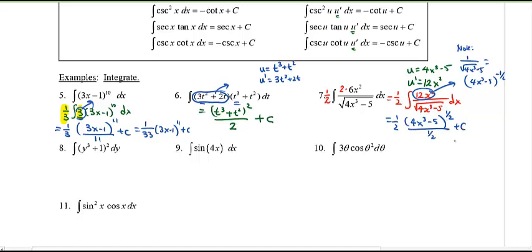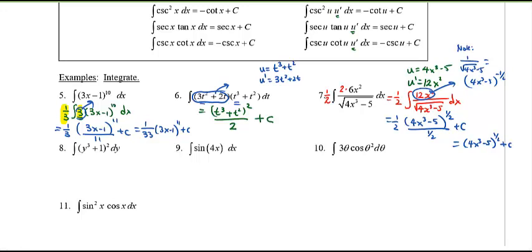I hope that you see that the final answer will just be 4x cubed minus 5 to the power of 1 half plus c. Now notice all of these questions, you can go back and double check by now taking the derivative of your answer, and hopefully you'll get the integrand that you started with. Because if you do, great. And if you don't, you made some sort of mistake.